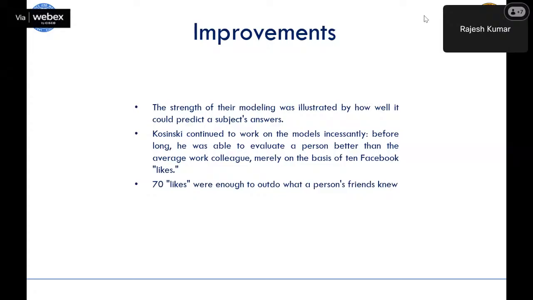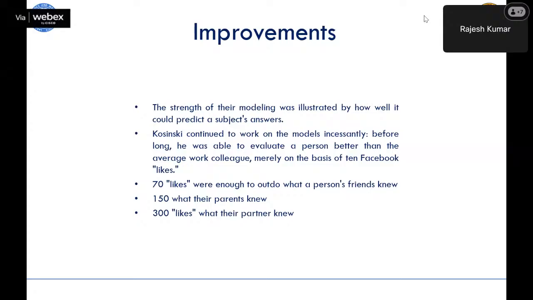If we increase the data, with 70 likes we can talk about a person's friends. If we have 150 likes, we can talk about what their parents knew. If you have more likes, then what their partner knew, and likewise. This is very interesting, and because of that work, Facebook had to make certain modifications in data privacy and all those things. But the point is, we are looking at something else and predicting something which is different, and that is basically the main power here.